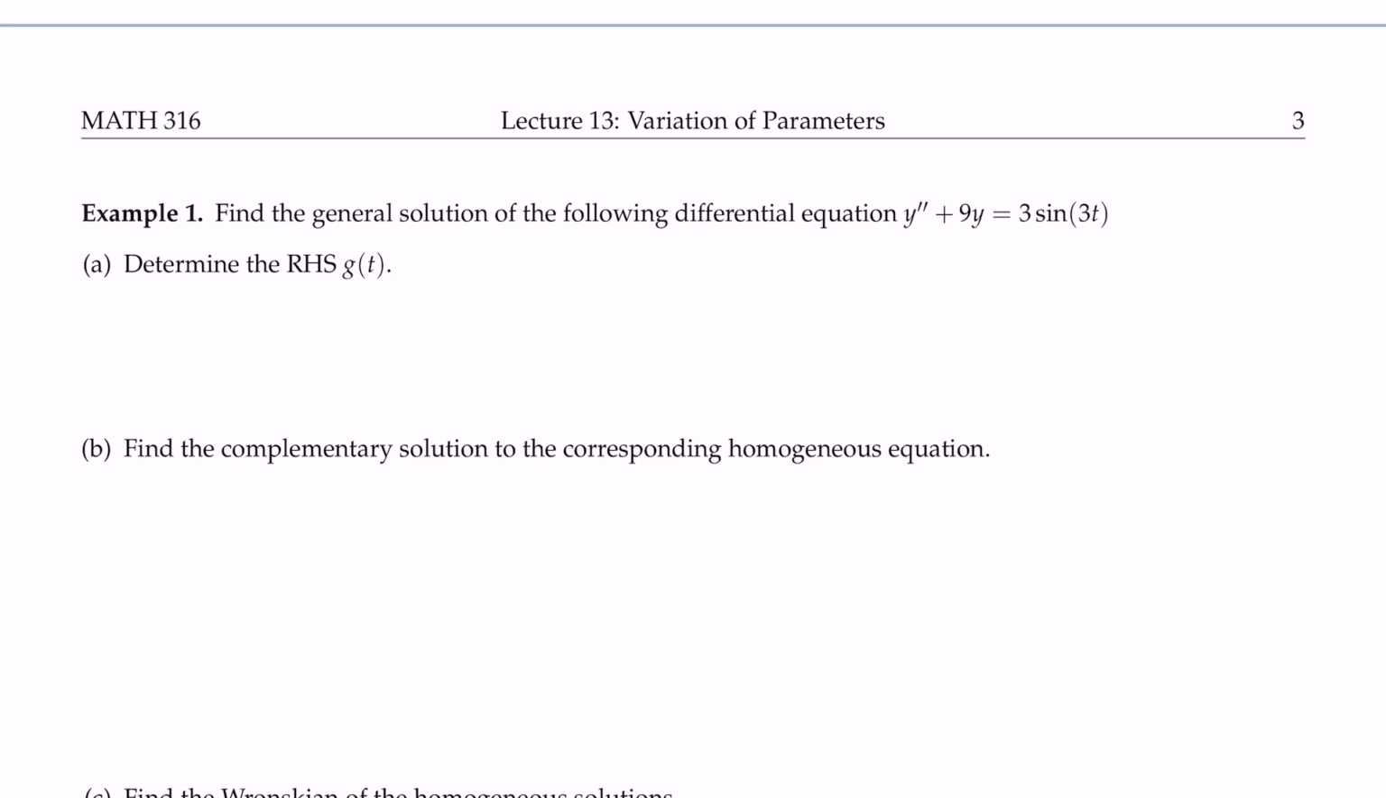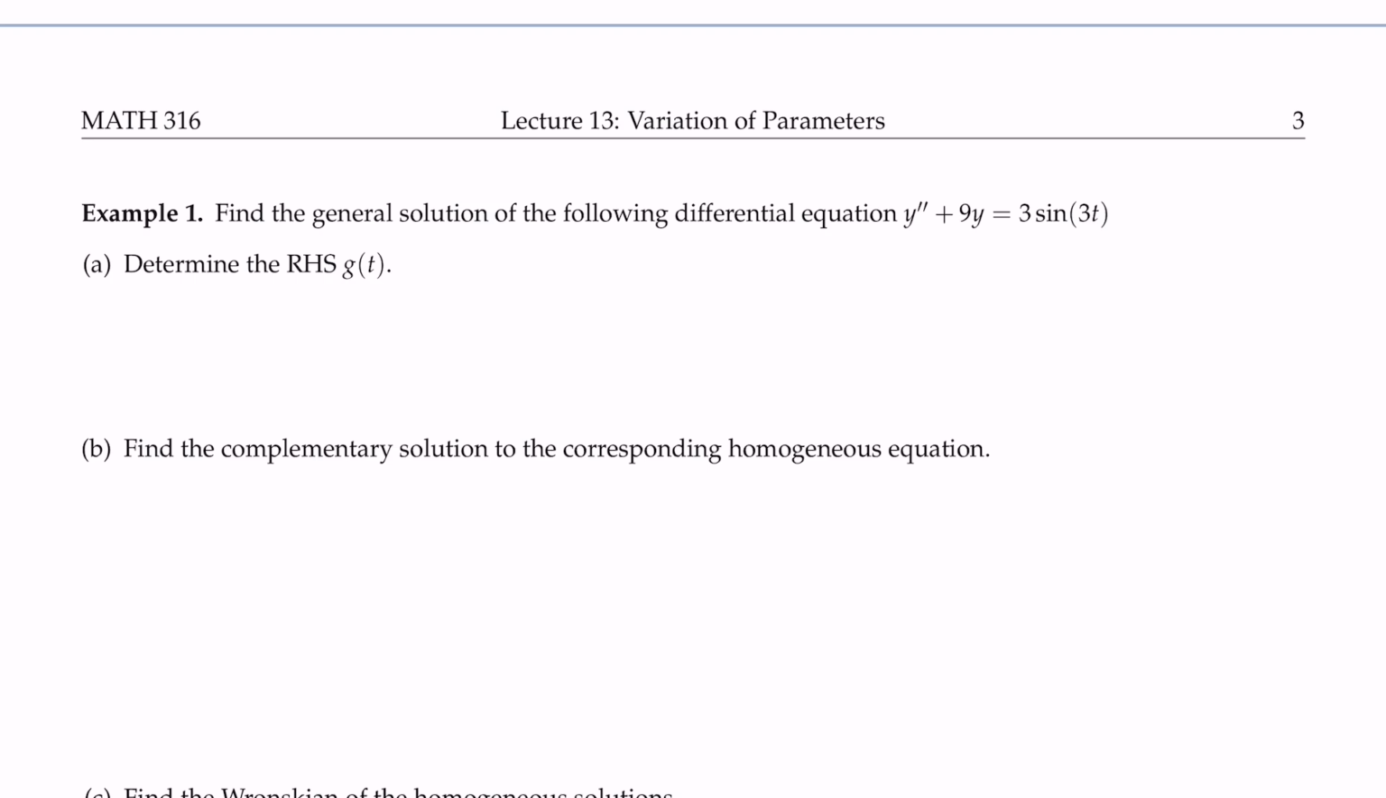So let's consider example 1. We want to find the general solutions of the non-homogeneous differential equation of the form y double prime plus 9y equal to 3 times sine of 3t. I break the problem down into multiple parts to hopefully help you follow the procedure and all the calculations involved in finding the general solutions of the differential equation.